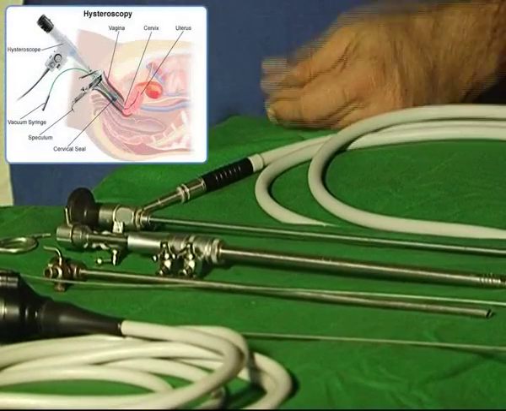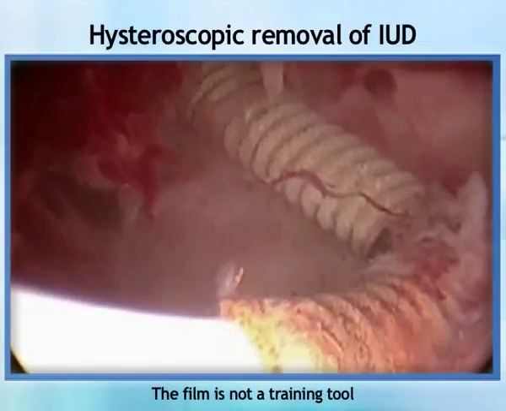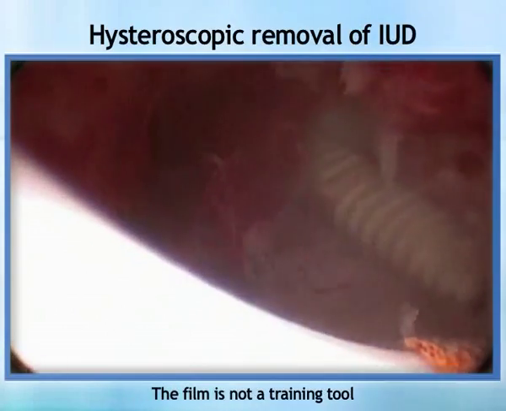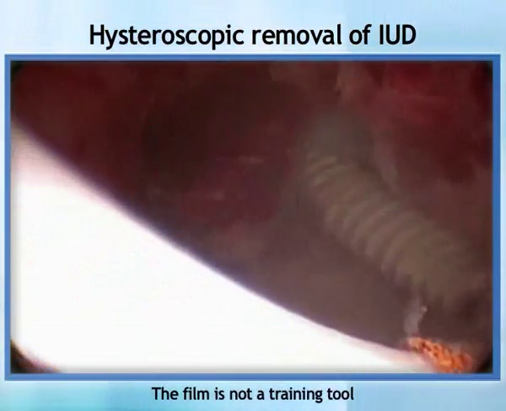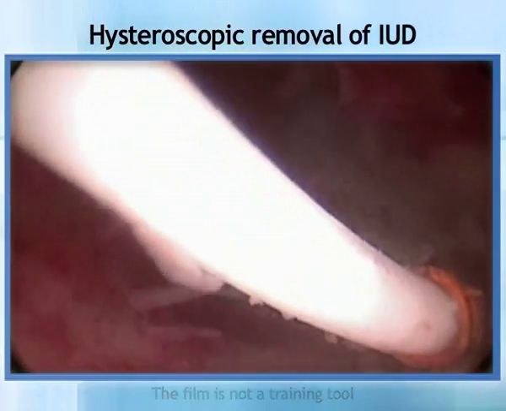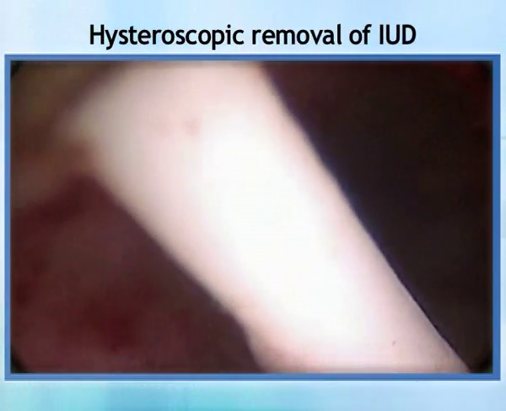When a decision has been taken to remove the IUD using a hysteroscope, there are certain specialized instruments that are required before the hysteroscopy is performed. Once the cervix is dilated, the diagnostic sheath along with the hysteroscope is inserted into the uterine cavity. The IUD is located, as you can see, it is embedded inside the uterine cavity.